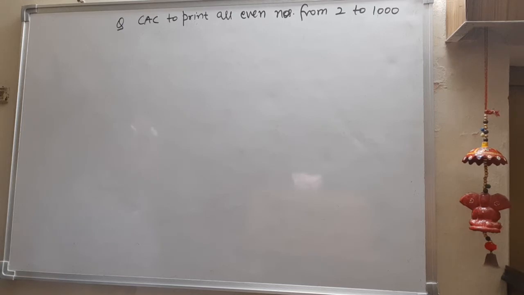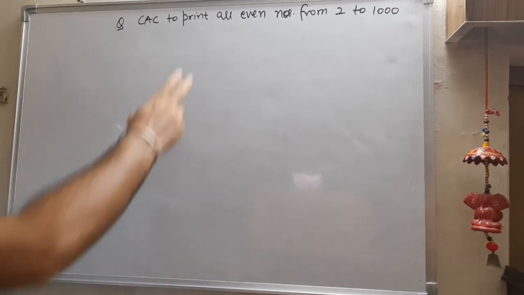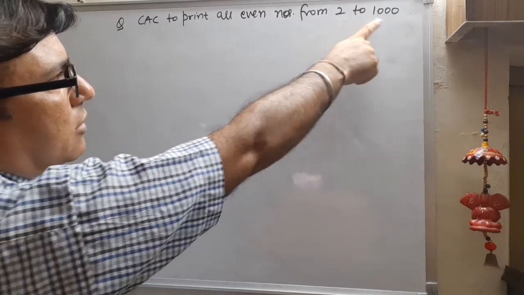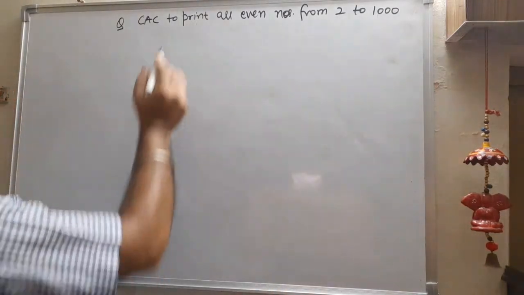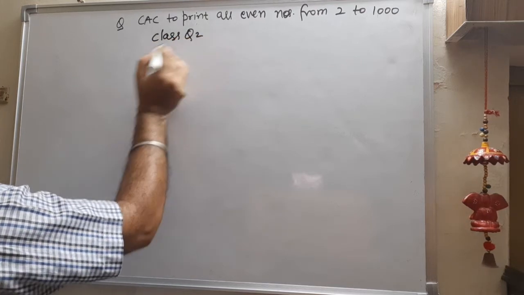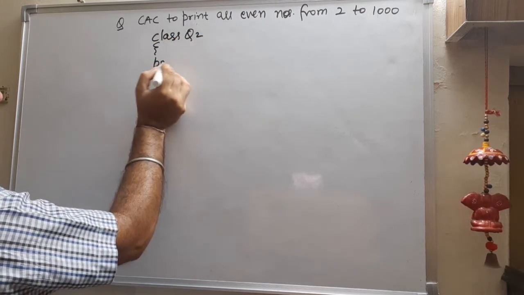Let us see another question. Create a class to print all even numbers from 2 to 1000. So the initial value is 2 and the final value is 1000. So we'll take the class as such as question 2, public static void main.